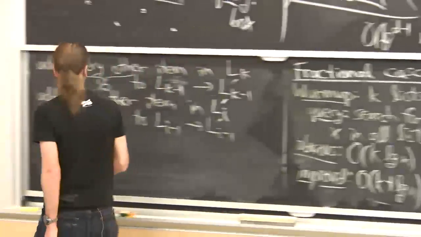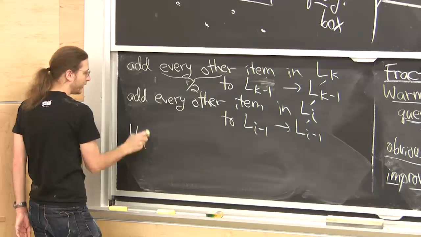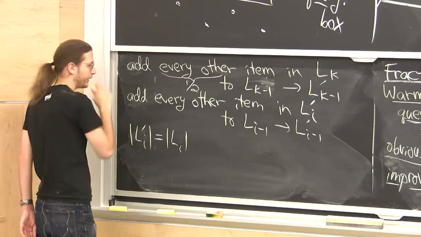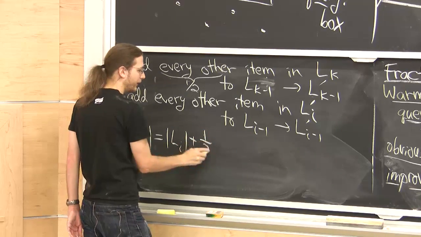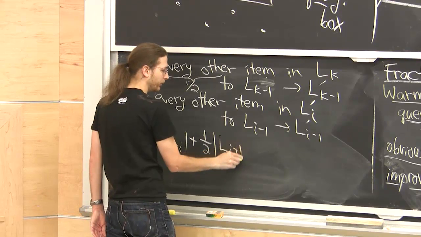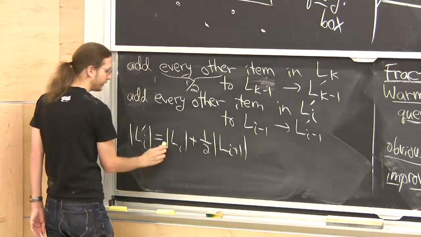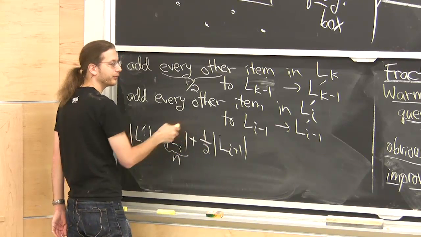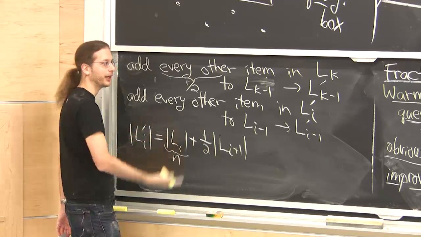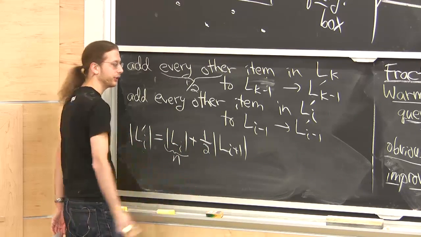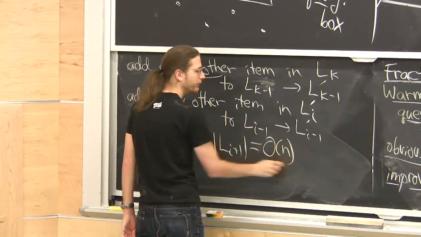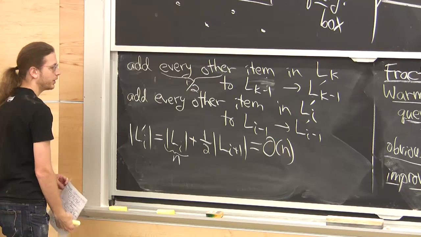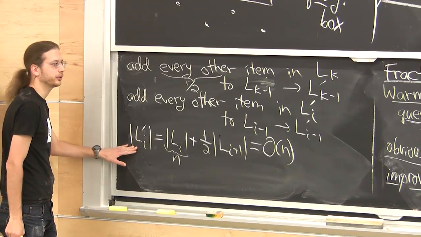How big do my lists get? What is the size of Li prime? Well, it started with Li, which is n. And then I added half of the items that were in the next level down, Li plus 1. So this is going to be n plus a half n plus a quarter n plus an eighth n. It's a geometric series. So this is just a constant factor growth. I'm assuming all the lists have the same size here, for simplicity. You can generalize. So I didn't really make the lists any bigger, per se.